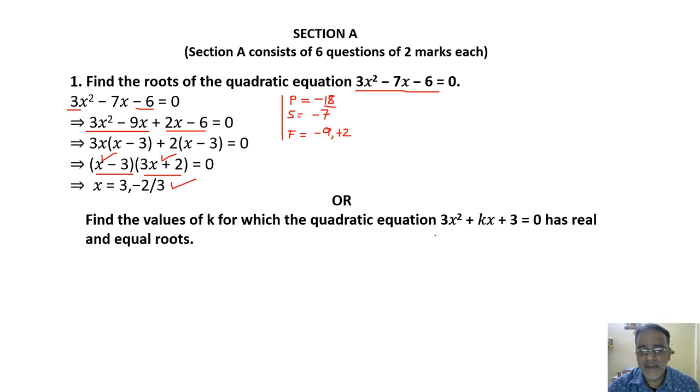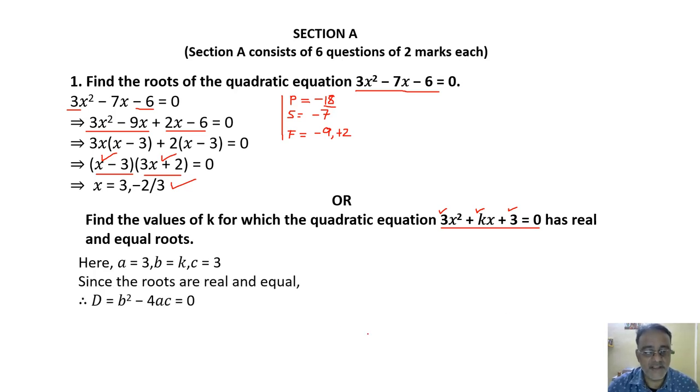Find the values of k for which the quadratic equation 3x square plus kx plus 3 is equal to 0 has real and equal roots. So here, what is the value of a? 3, and b is k, and c is 3. Right. Now since the roots are real and equal, the value of D is 0. That is, b square minus 4ac is equal to 0. So now we are going to substitute: k square minus 4 into 3 into 3. So we are getting 36, right? So k square is equal to 36, and k is equal to plus minus 6. So the final answer is 6 or minus 6.